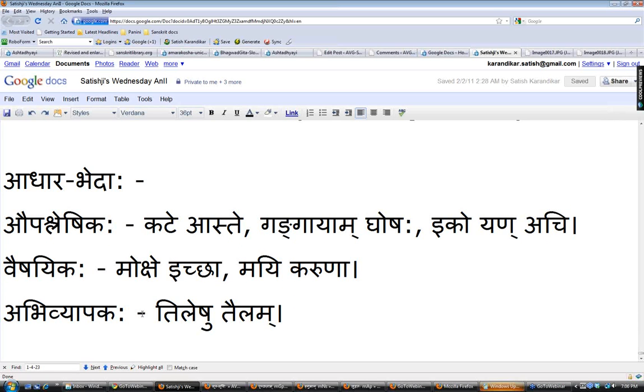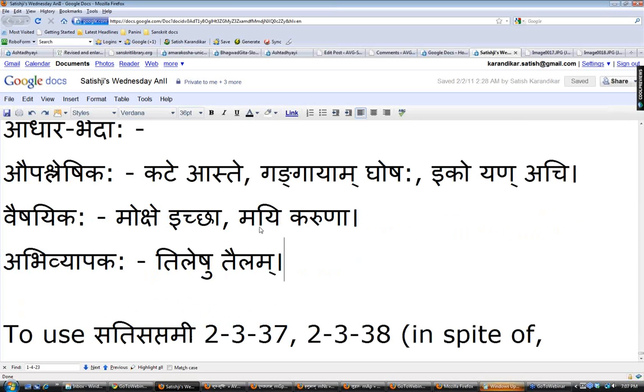So Abhivyapaka is Tileshu Tailam. When something pervades something, it may not be physically sitting on top of it or close to it, it might pervade it. Tileshu Tailam. So this oil pervades the sesame seed, Tileshu Tailam. So that's what we saw.